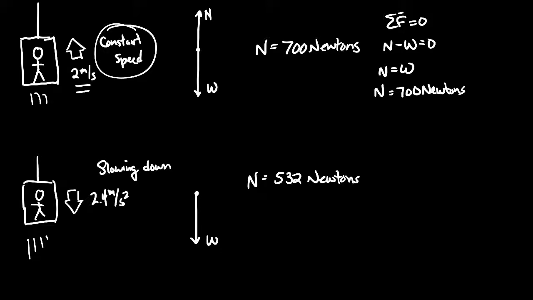But if the elevator is going to slow down, the net force has to be downwards. It's moving upwards. The velocity has to be brought to 0, so the net force has to be downwards, which means the normal force has to be reduced.